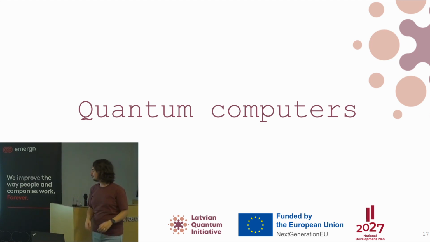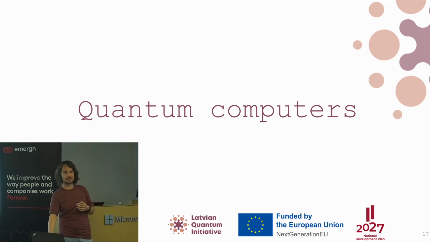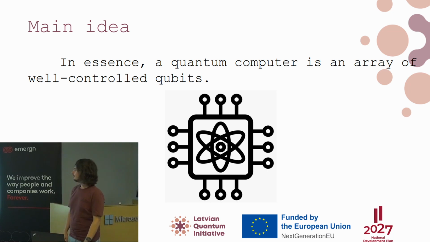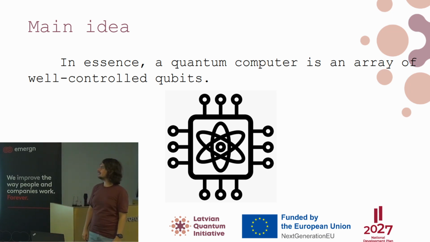Alright, so now we have a very brief idea about quantum particles and that we can use them as qubits, which can be in different states simultaneously. How do we build a quantum computer from it? Of course, it is important to learn how to manipulate them, and this is one of the most challenging things in building a quantum computer. But overall, let's check the main idea. So, in essence, a quantum computer is just an array of well-controlled qubits.